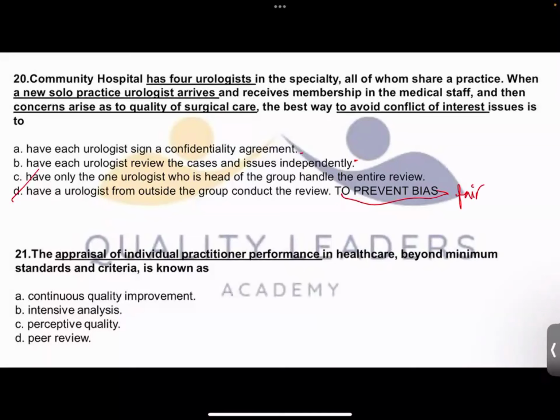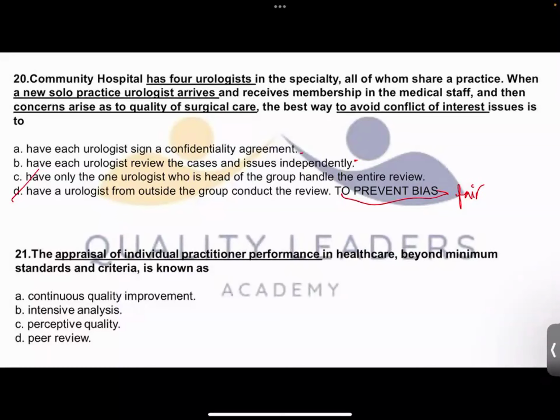Okay. For number 21, Radha, is it clear to you? Yes. Okay. Number 21, the appraisal of individual practitioner performance in healthcare beyond minimum standards and criteria is known as A, continuous... Let Radha answer. Sorry, I will just participate. Okay, no worries. Letter A, continuous quality improvement. B, intensive analysis. C, perceptive quality. D, peer review. Radha, what's the answer?